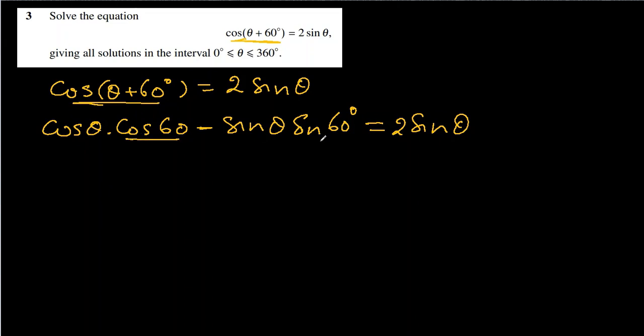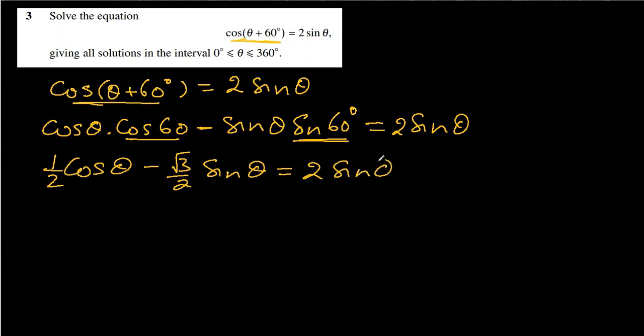Let's write the values of sin 60 and cos 60. Okay, cos 60 is half, so half cos theta minus sin 60 will be square root 3 over 2 sin theta equal to 2 sin theta. Okay, whenever we have just sin theta and cos theta and no constant with them, we should convert the whole thing into tan theta. How can we convert it into tan theta? Divide the whole equation by cos theta. So here as well, here.